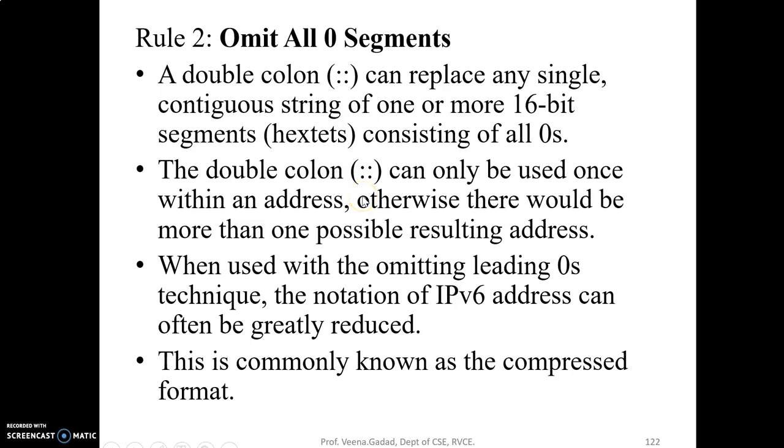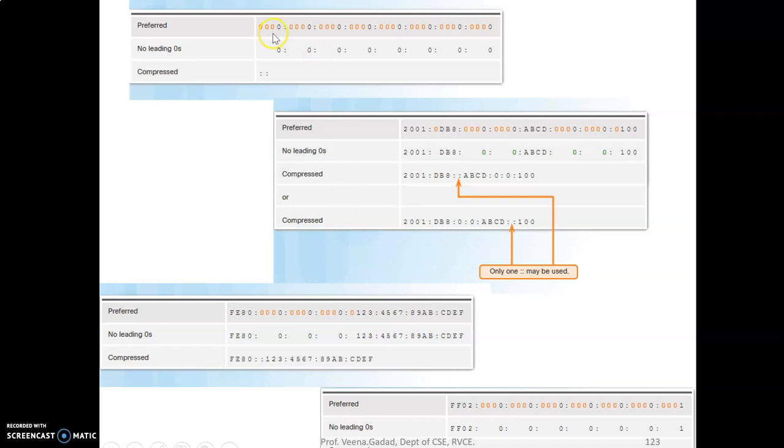Okay, subsequently we shall see with an example that makes it clear. When used with omitting leading zeros, the notation of IPv6 can often be greatly reduced. This is called a compressed format. So let us see with an example. You have all zeros. You can omit the leading zeros, so you can just represent it like this. In a compressed form, I can just have it as colon colon, wherein I have all hexets as 0.